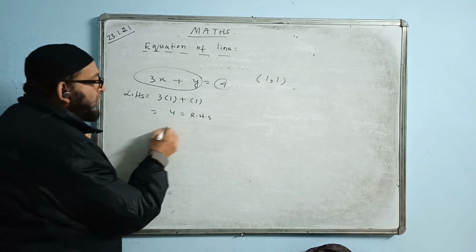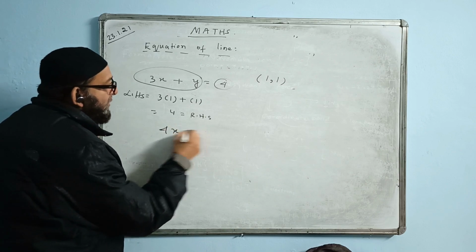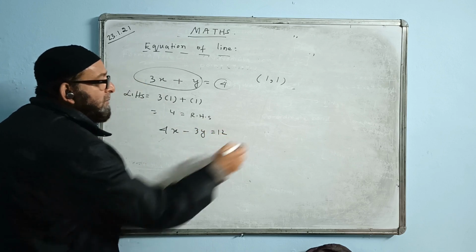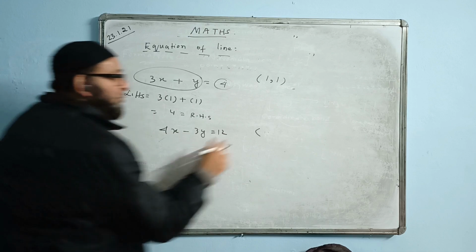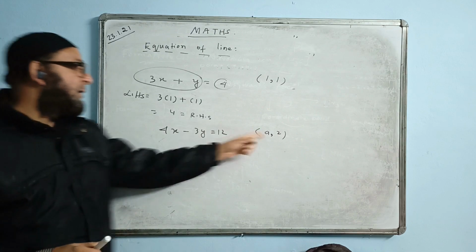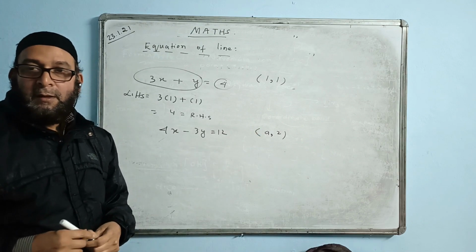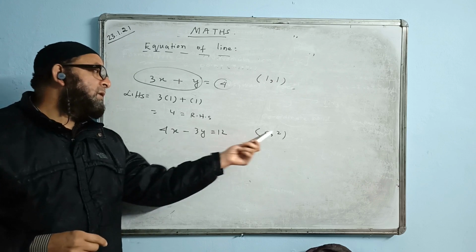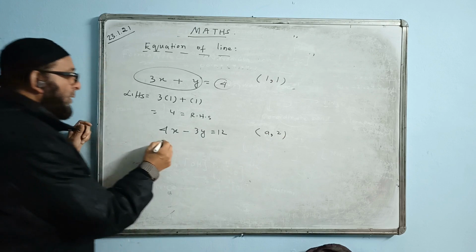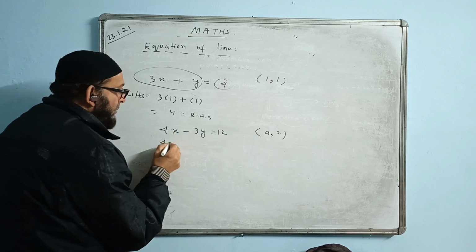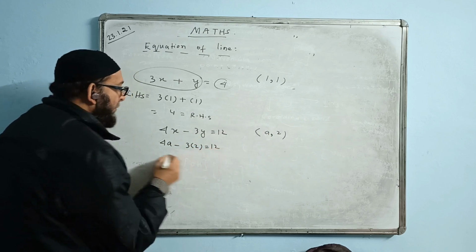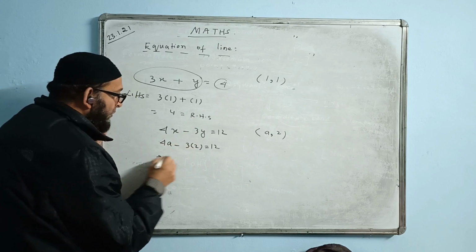Suppose we have an equation of line like this: 4x minus 3y equals 12. And the question says this line is passing through a point (a, 2). Find the value of a. How to find it? In the equation of line we must put these point values. That is, x value I'll put a and y value I'll put 2. So 4 times a minus 3 times 2 equals 12. Now I solve it and find the value of a from this.